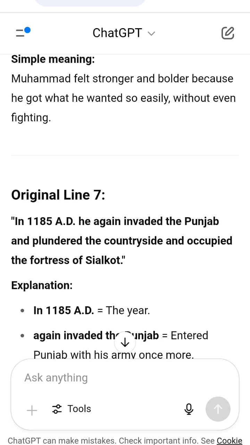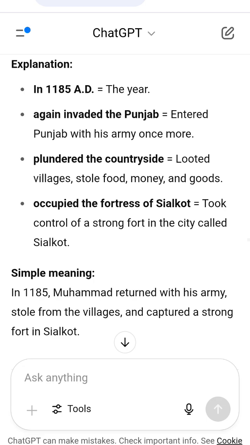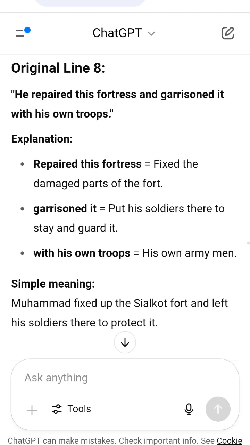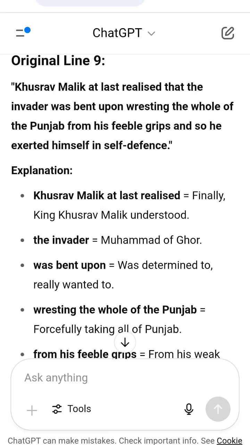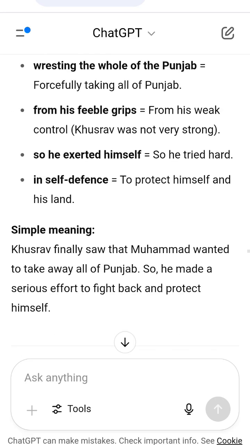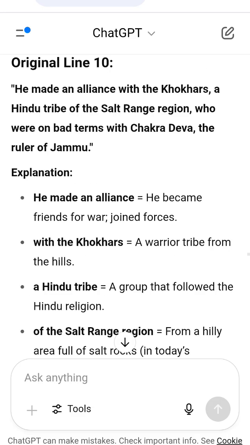Moved towards Lahore, 1181 AD. After Peshawar, Muhammad moved towards Lahore, the capital of Punjab. The Ghaznavid ruler Khusrav Malik got scared. To avoid a fight, Khusrav sent costly gifts, and his own son as a hostage, to show he wanted peace. Muhammad accepted, but this showed Khusrav was weak. This success made Muhammad bold. He wanted to take more.